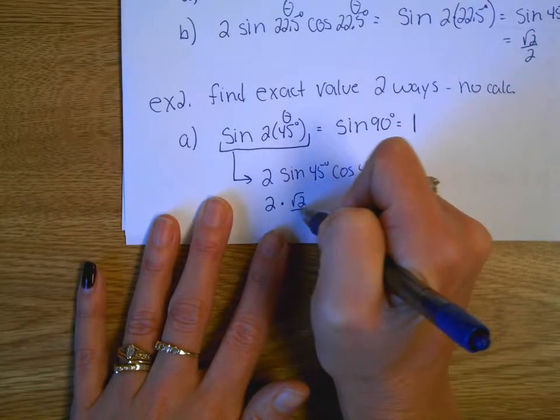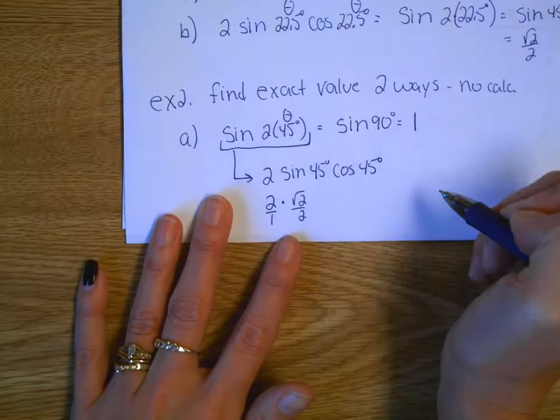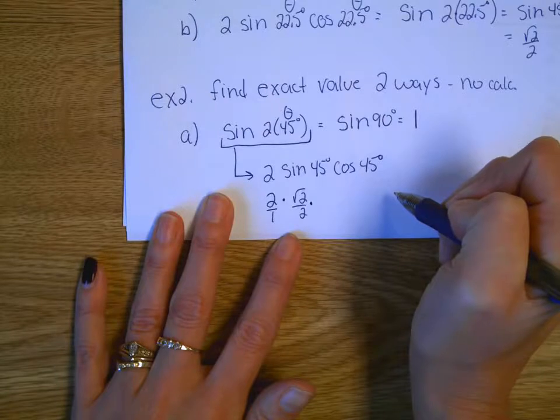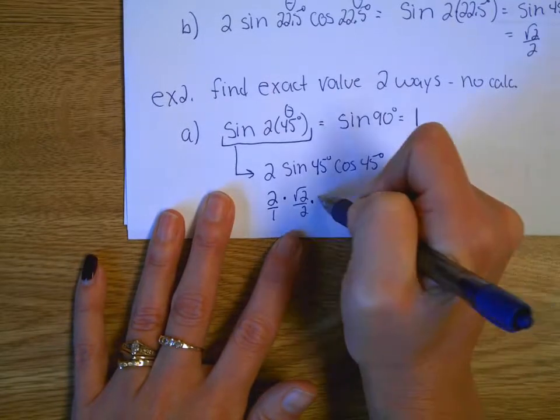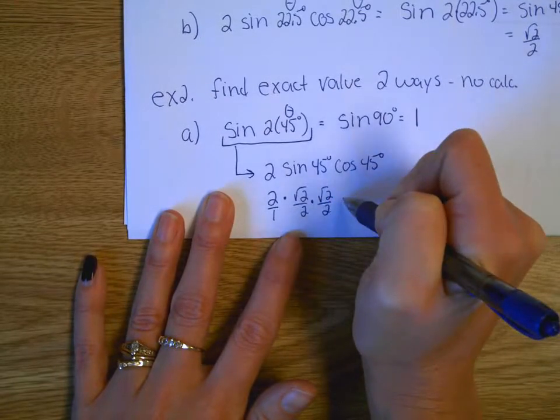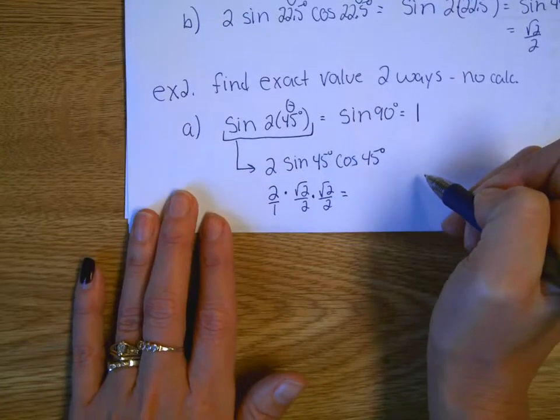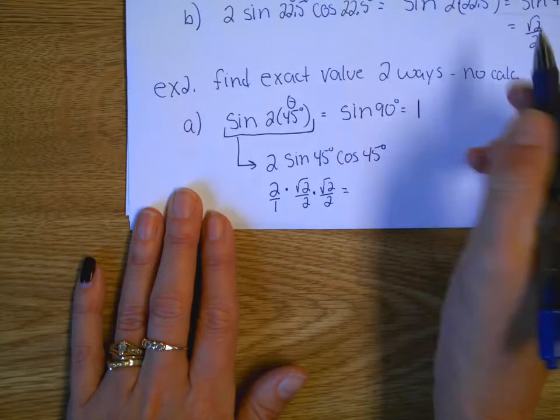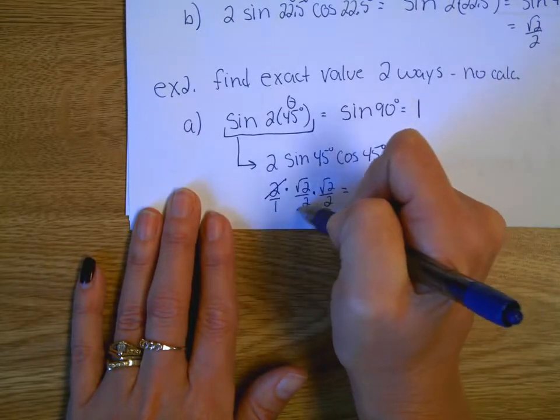Square root of 2 over 2. So I'm going to put that 2 as 2 over 1 next to the fraction. And what's the cosine of 45? Also square root of 2 over 2. Do I need a common denominator to multiply? No. So I can cancel first, so I can cancel one of these 2's out.